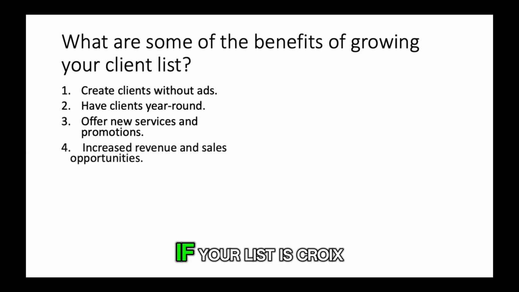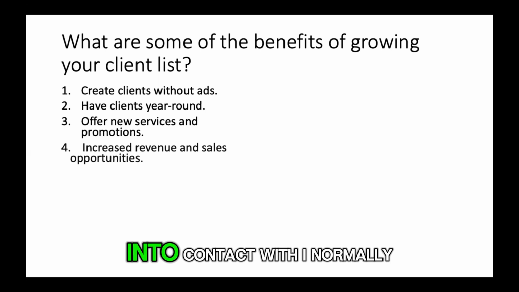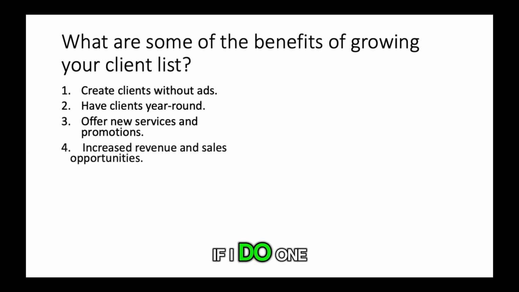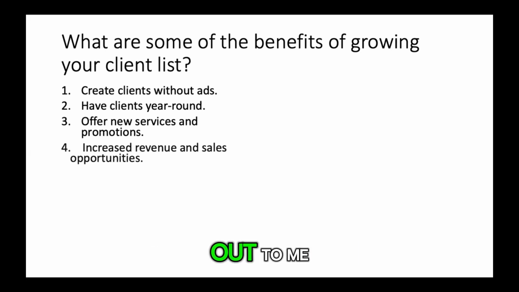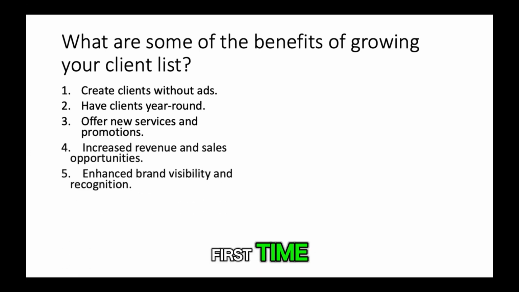For example, if your list is growing and you have your ads running and you're able to come into contact with people, if I post once a week at $5, usually I'm able to come across around 20 people roughly that I can add to my list monthly. If I want to increase this number, I just increase the ads. The more often I run ads, the more people reach out to me, and the more people I have to put on my list, so I can target them in the future, even if I wasn't able to serve them the very first time.